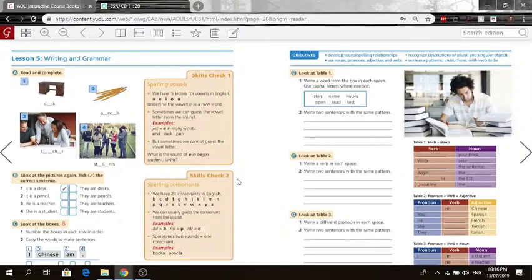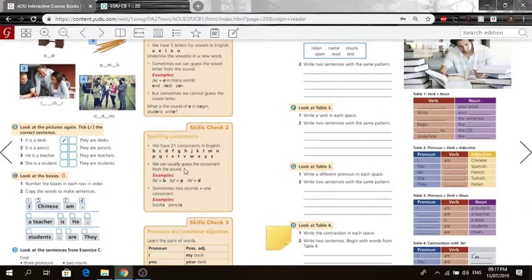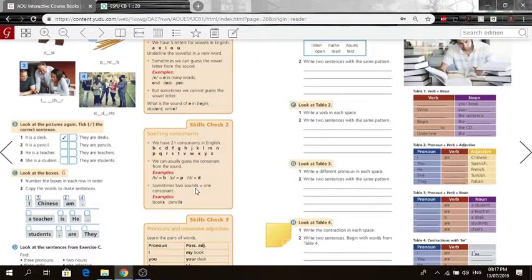Okay? So now moving on to skills check 2, spelling consonants. We have 21 consonants in English. Basically, consonants are the rest of the letters of the alphabet. All the letters that are not vowels are consonants of some sort, okay? So we can usually guess the consonant from the sound, okay? So B, P, and D. Sometimes two sounds equal one consonant, so books and pencils, okay?